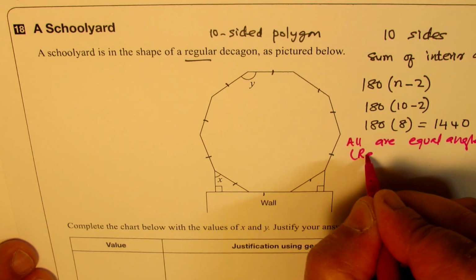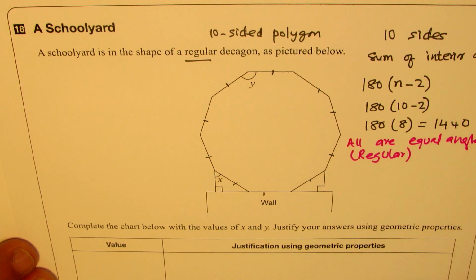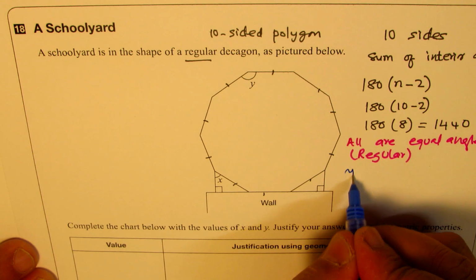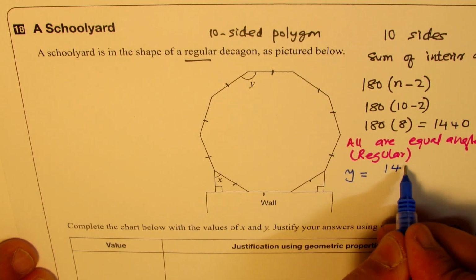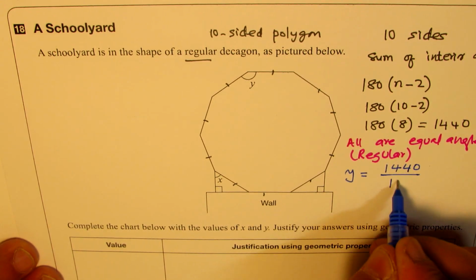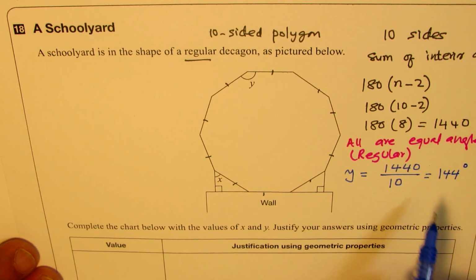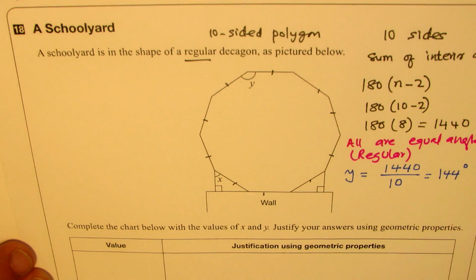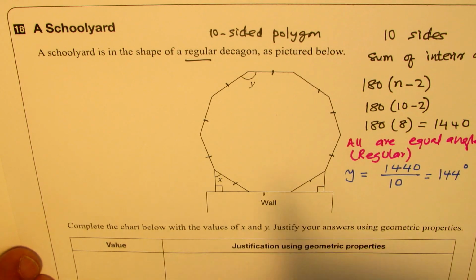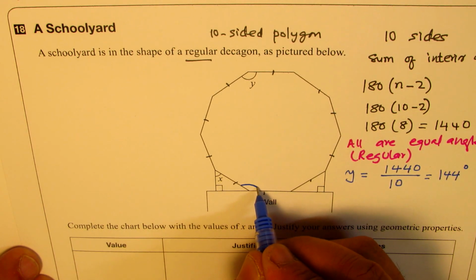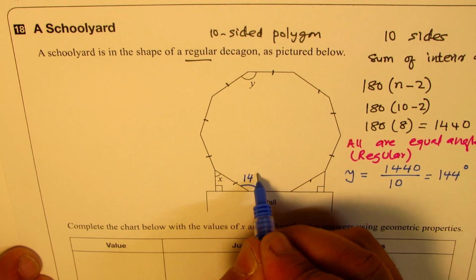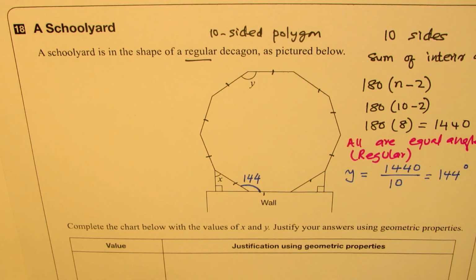Since it is a regular polygon, y should be equal to how much? We have to divide 1440 by 10 and we get 144 degrees. So the value of y should be 144 degrees. We got y now. Perfect. Y basically means the angle y here, which is 144. Does that make sense to you?